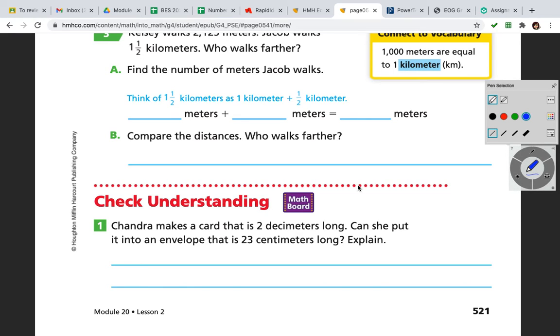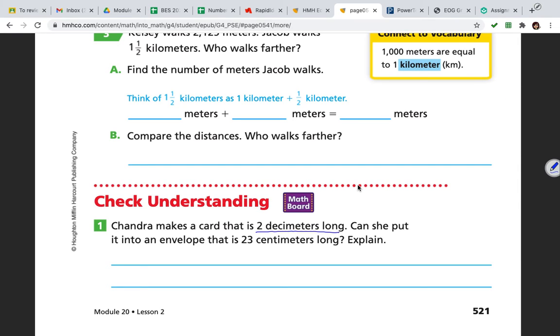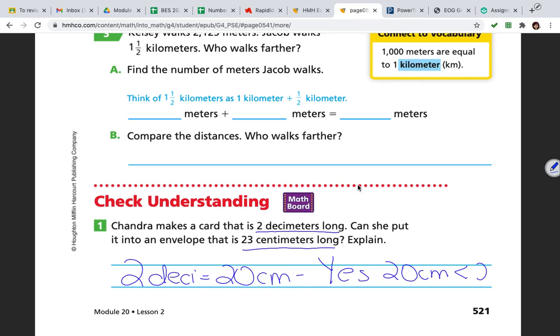All right, question number 1. Chandra makes a card that is 2 decimeters long. Can she put it into an envelope that's 23 centimeters long? Well, 2 decimeters equals 20 centimeters. So yes, because 20 centimeters is less than 23 centimeters. If she makes a card that's 2 decimeters long, that's the same as 20 centimeters, and the envelope is 23 centimeters. So she'll have 3 centimeters left of envelope. So yes, she can fit the card into the envelope.